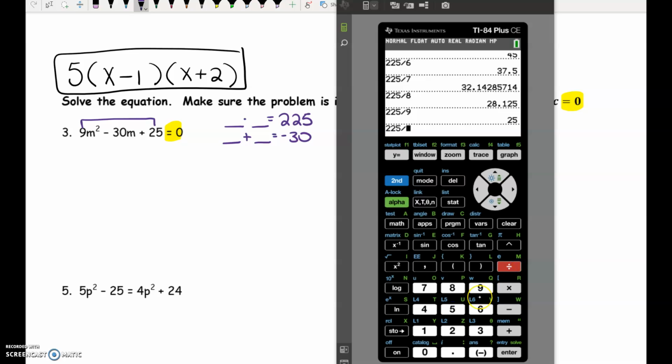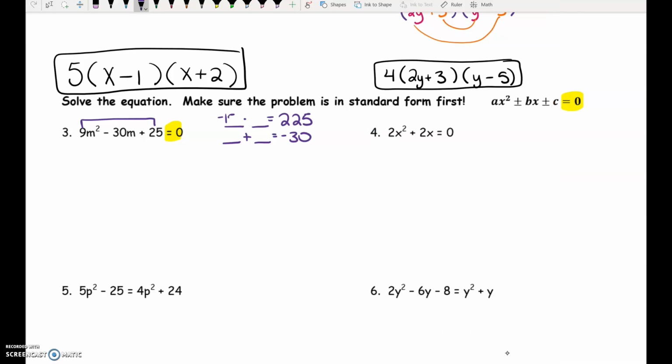Can anyone see what it's probably going to be? It's not going to be 10. 225 is the perfect square of 15. 15 and 15 would give us negative 30. So negative 15 and negative 15.